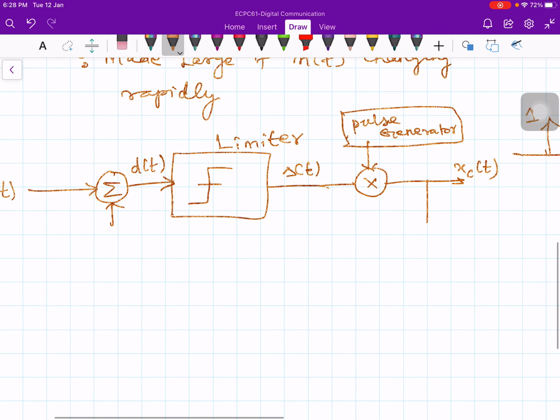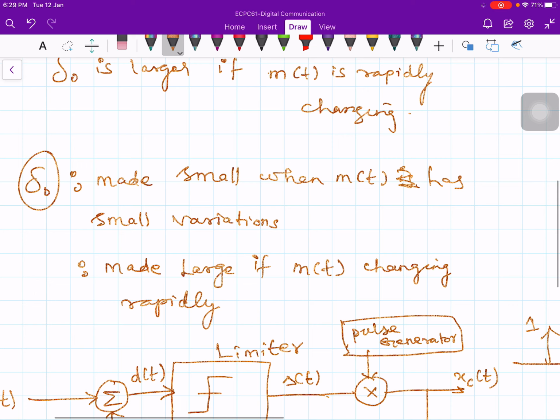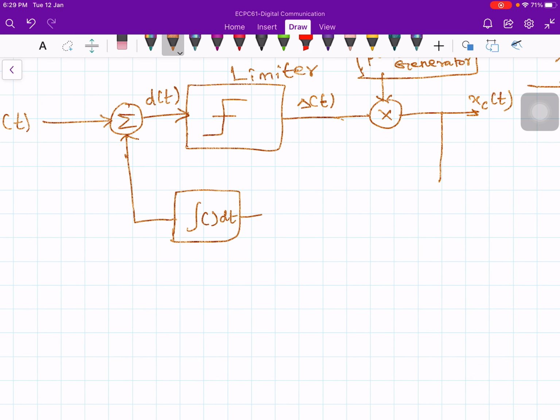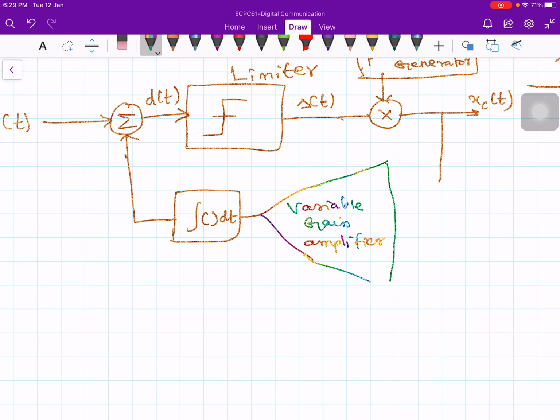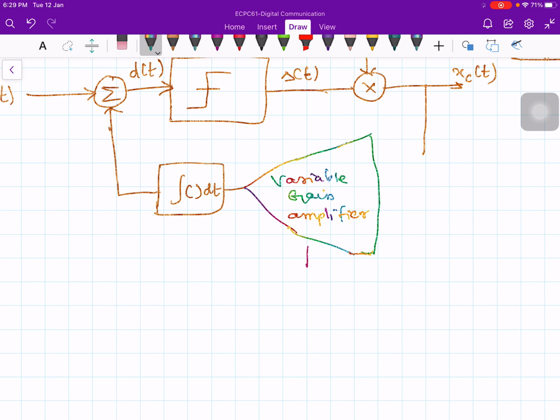Now from the output, take the portion and put the integrator, the same circuit, with a small variation. As I said, you should increase or decrease the step size depending upon the nature of the message signal. Therefore, instead of giving constant feedback like this, I'll put a variable gain amplifier here. Instead of giving directly to the integrator, I'm going to feed the integrator through a variable gain amplifier. Its gain is variable, so I should give some other control voltage.